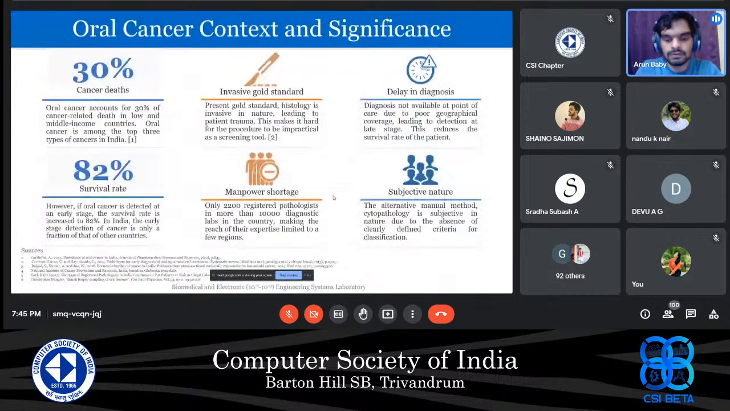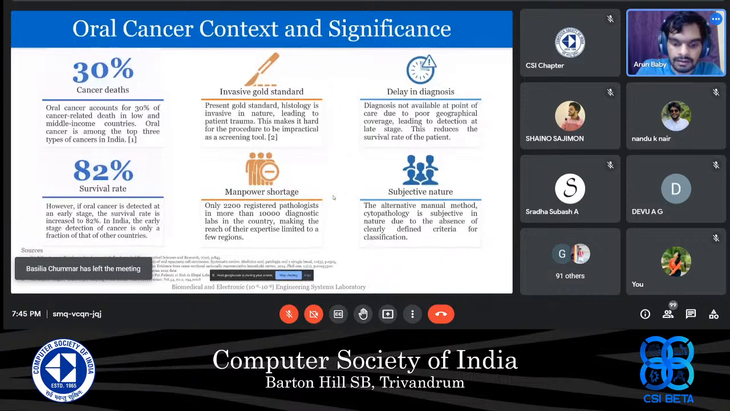Next, I want to talk about a few of the things I have worked on at IISc related to oral cancer. I have worked mostly on oral cancer. So I just want to tell you about the diagnostics and screening technologies that my team was trying to develop at IISc. So our focus was on oral cancer.